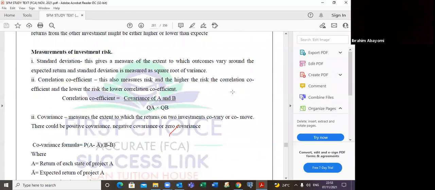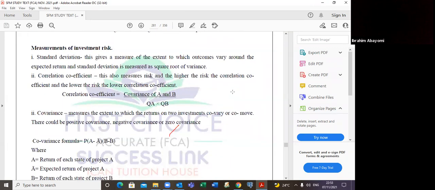Now, let us look at when you have an investment and you want to measure the risk of the investment. How do you measure the risk of an investment or the portfolio? From three perspectives. Number one, you can measure your risk using the standard deviation approach.